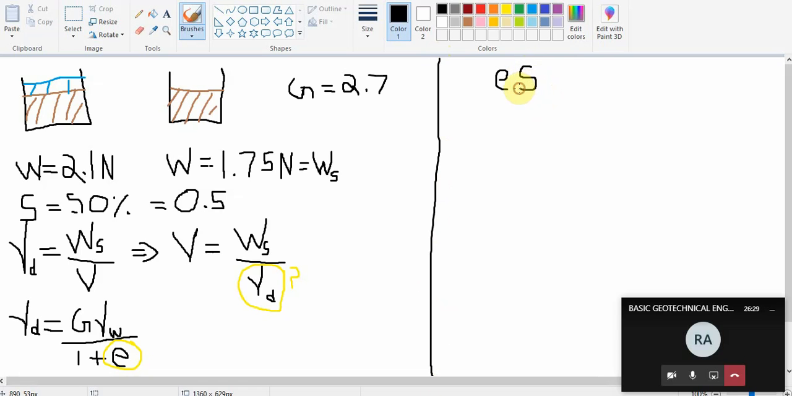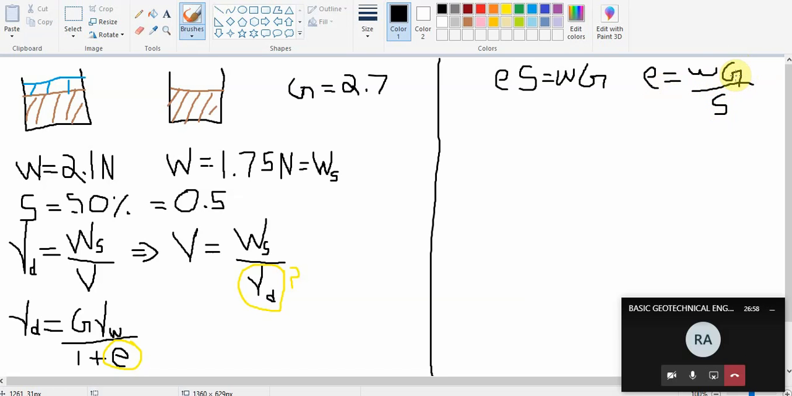E into S is equal to W into G. So E will be given by W into G divided by S. Now we have to find E.